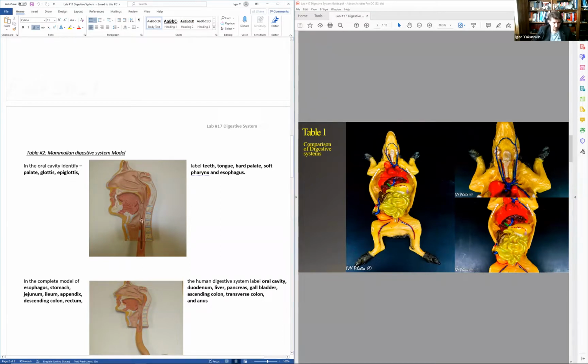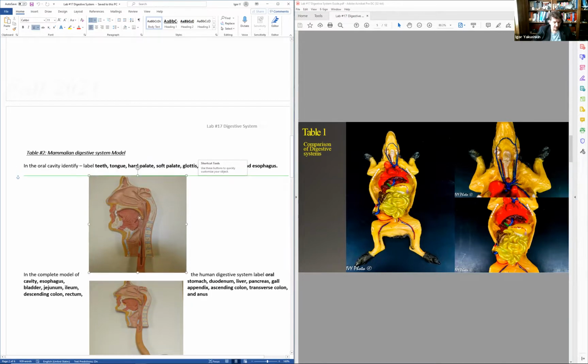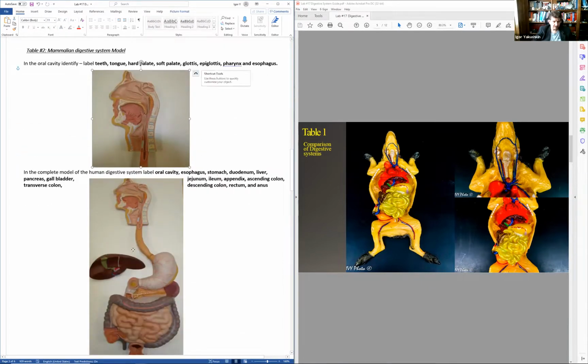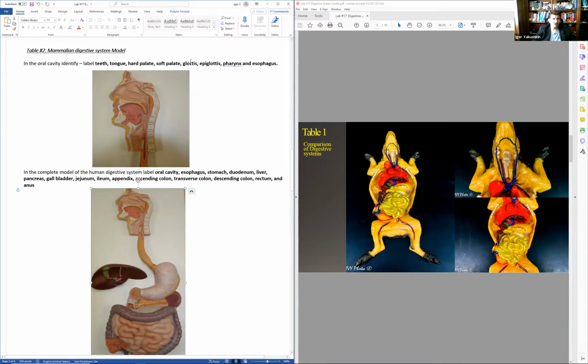Then the glottis. The glottis is the opening right here. It's between the windpipe and the esophagus. Whenever the food goes in, this flap known as the epiglottis closes down. Epiglottis closes down the windpipe, so the food will slide down into the esophagus.